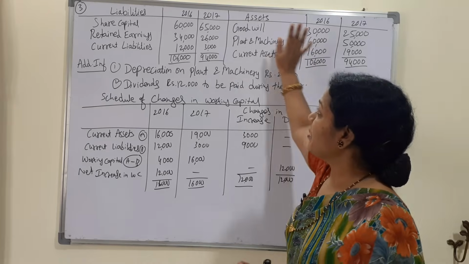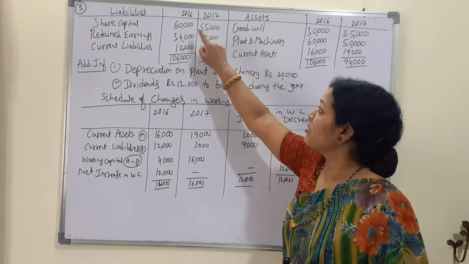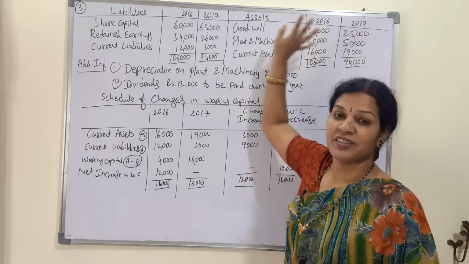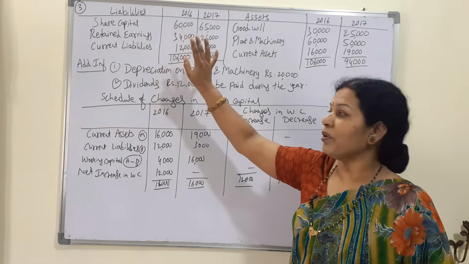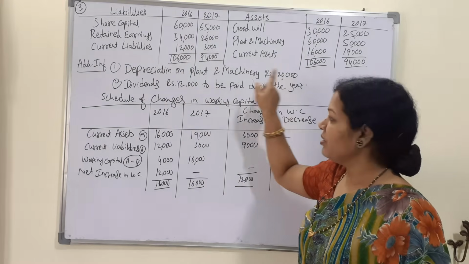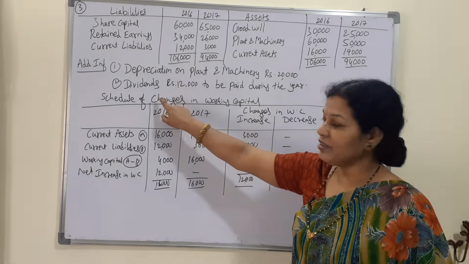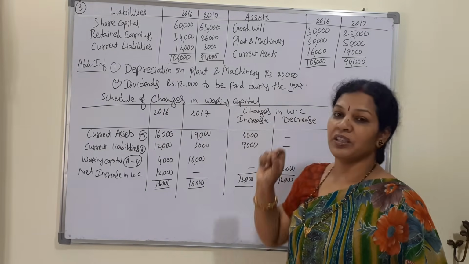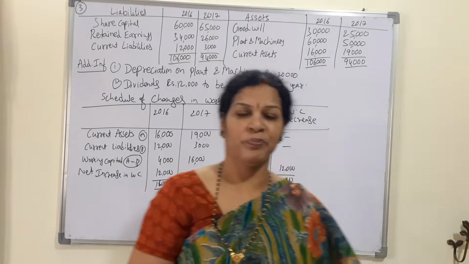Now the problem gives us two years' balance sheets, 2016 and 2017, with assets and liabilities. Now what are the adjustments? First, depreciation on plant and machinery, 20,000. Second, dividends of 12,000 to be paid during the year. Simple, two adjustments are given.